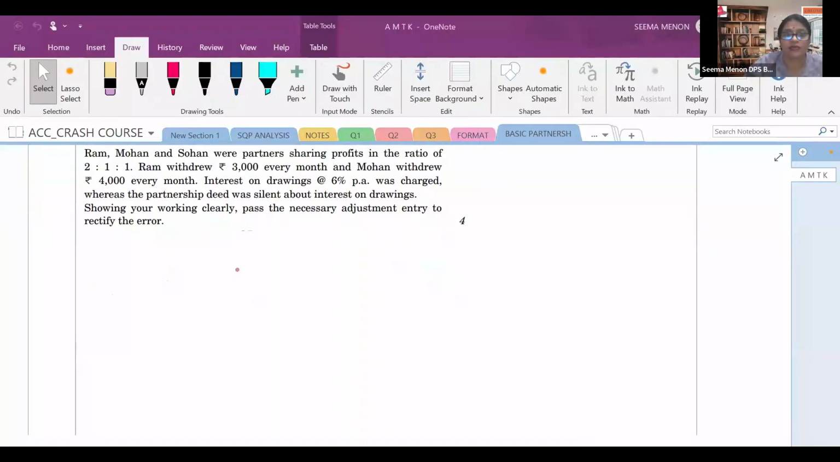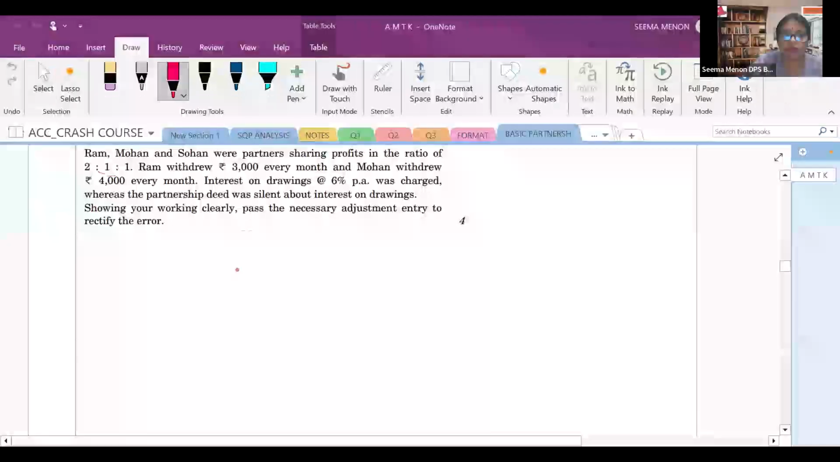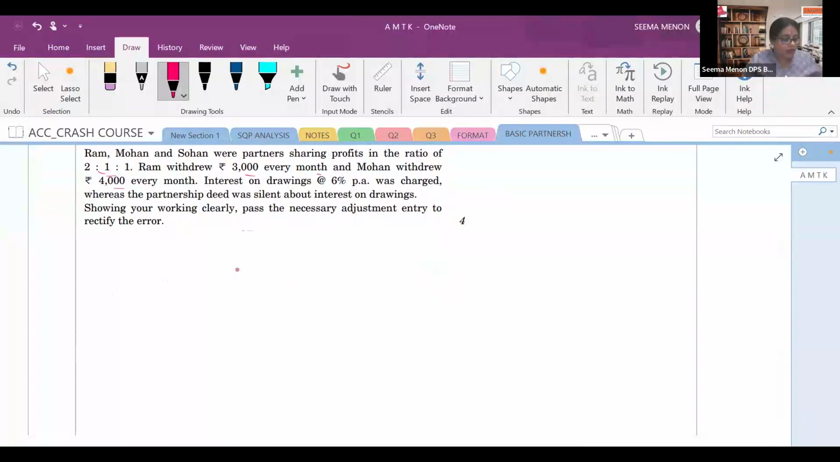Ram, Mohan and Sohan were partners sharing profits in the ratio of 2:1:1. Ram withdrew rupees 3,000 every month and Mohan withdrew rupees 4,000 every month. Interest on drawing at the rate 6% per annum was charged, whereas the partnership deed was silent about interest on drawing. Nothing is mentioned about interest on drawing in the deed, but they charged interest on drawing at the rate 6%.